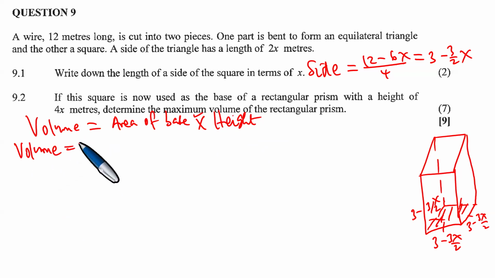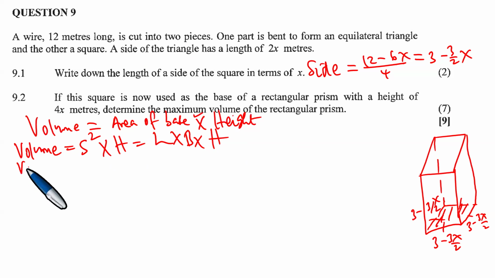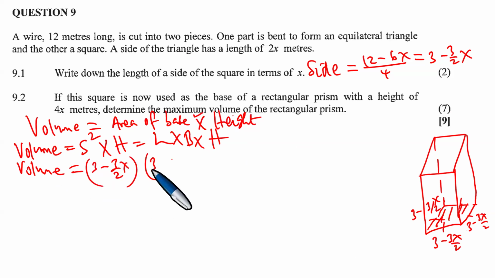So what is the area of base? Okay, the area of base, you can say it's side squared by height. Or you can say it is length by breadth by height. But we agree that the base is a square, so the sides are equal, so it's side squared, which is exactly (3 minus 3x over 2). The height is what? The height is 4x meters.